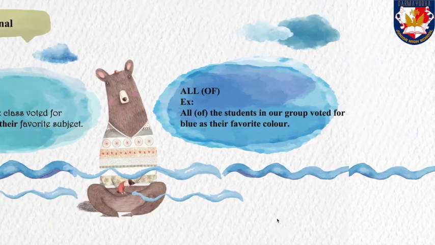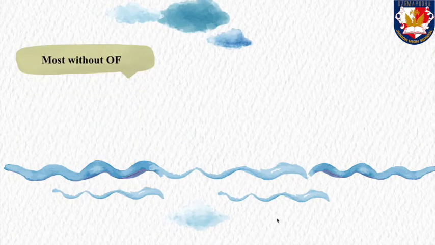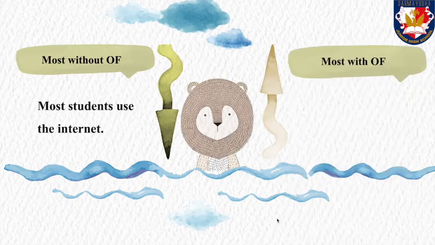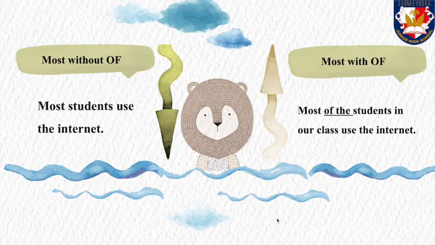The third one is most without of. It means that when you see the word most, you may not use of after it. The sentence, most students use the internet. And most with of. It means that you have to put of after the most. You can see the sentence, most of the students in our class use the internet.